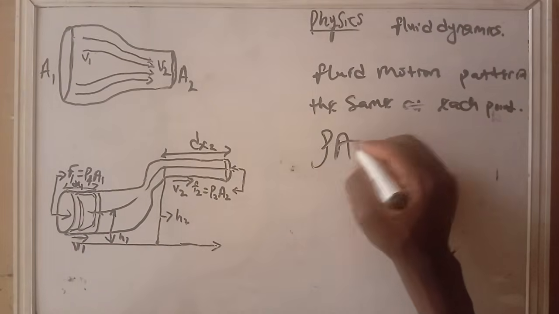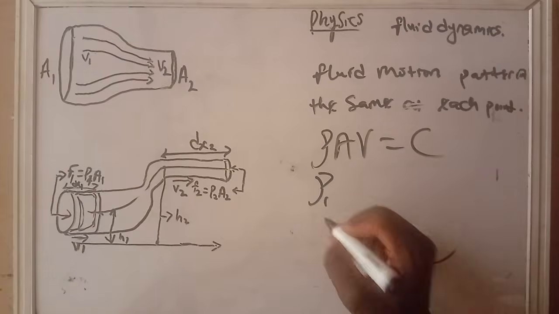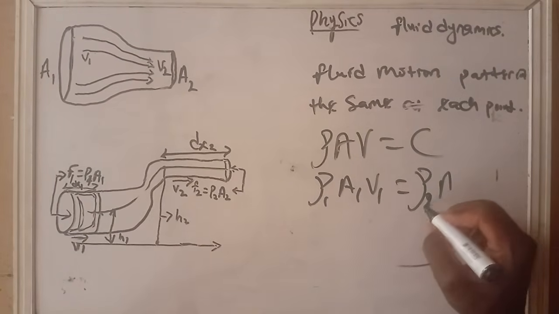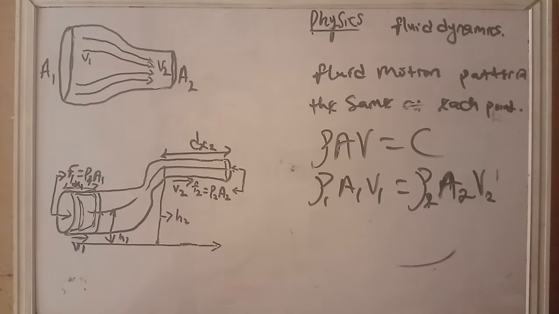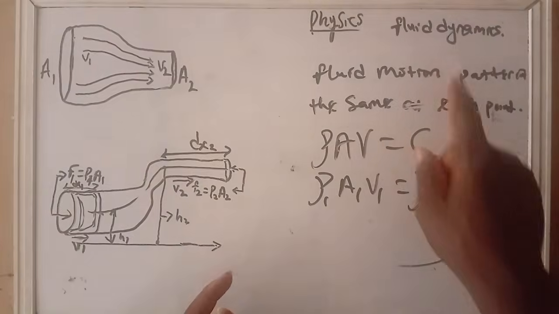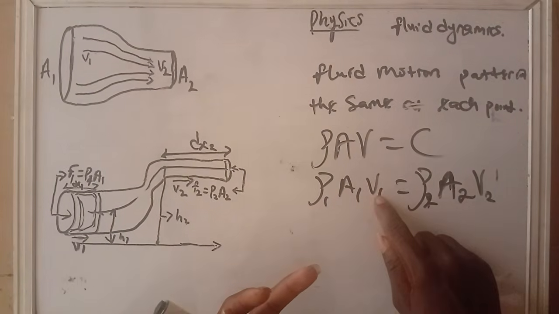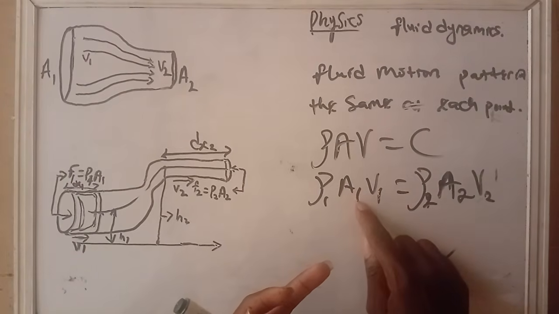So like we discussed earlier, this rate is constant at each point. So that's why we have this to be equal to what? C. Are we together? So if it's constant, we can say at each point, density 1, area 1, velocity 1 equals density 2, area 2, velocity 2. I hope I'm making sense. Now, C is the constant along the flow tube. Here this one is the density of the fluid, this is the velocity of flow, and this A is the cross-sectional area.